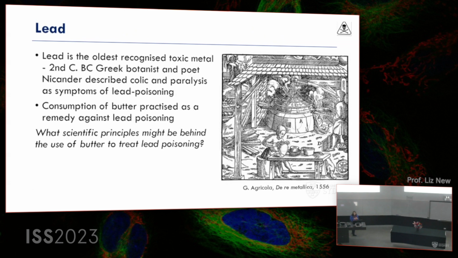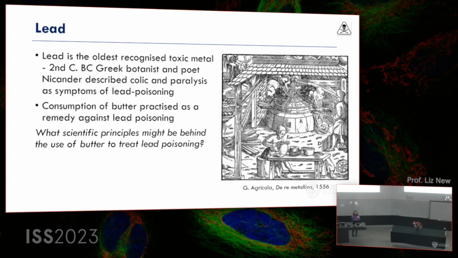So lead, interestingly, is the oldest recognized toxic metal. In the 2nd century BC, the Greek poet and botanist Lysander described the poisoning associated with lead. And I think one other interesting thing, and again, this is early chemistry that was happening, was that people would be told to consume butter as a remedy against lead poisoning. So this is a picture here from an old textbook from 1556 on things to do with metals. And you can see here is the smelter where they're actually making the lead from the lead ore. And then in the front here is someone eating butter.